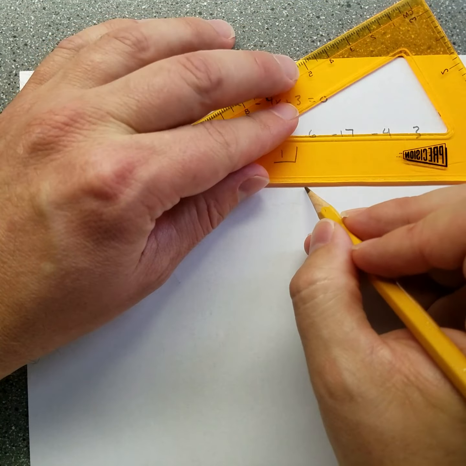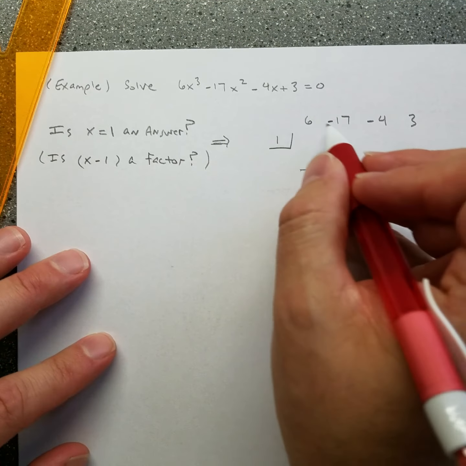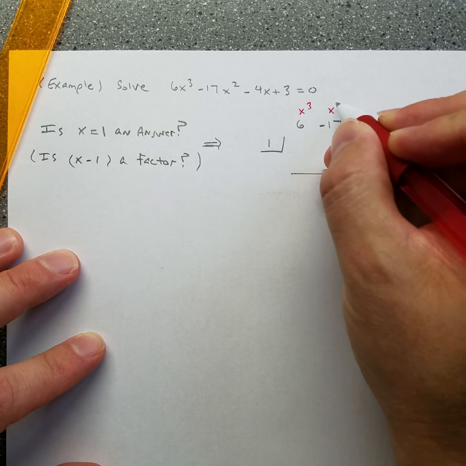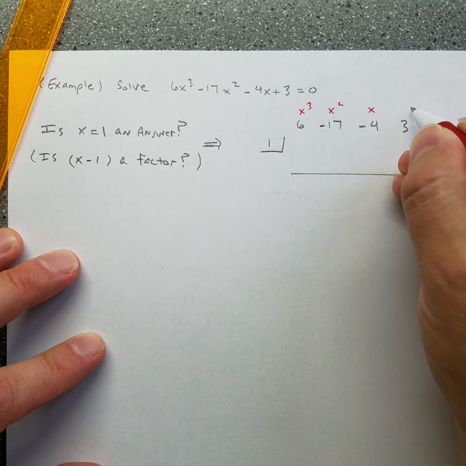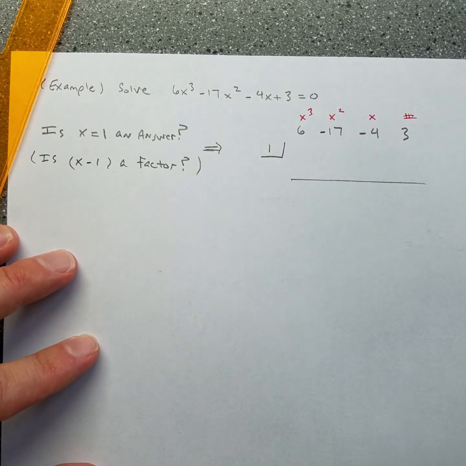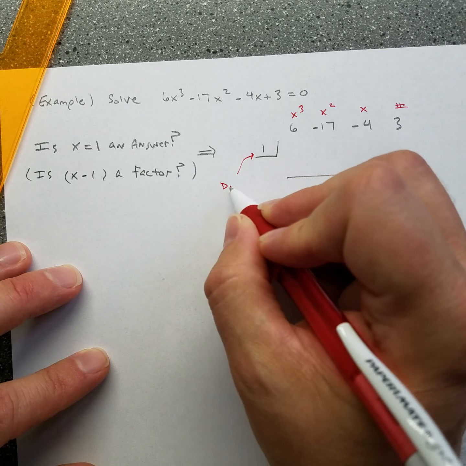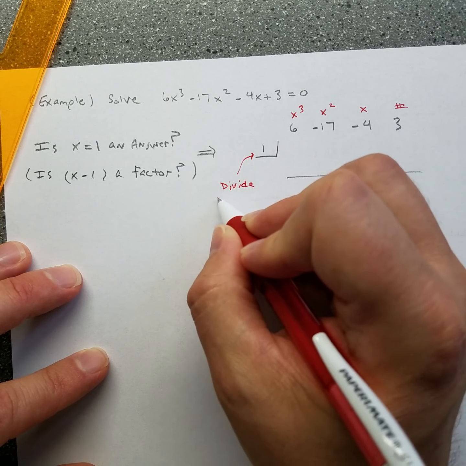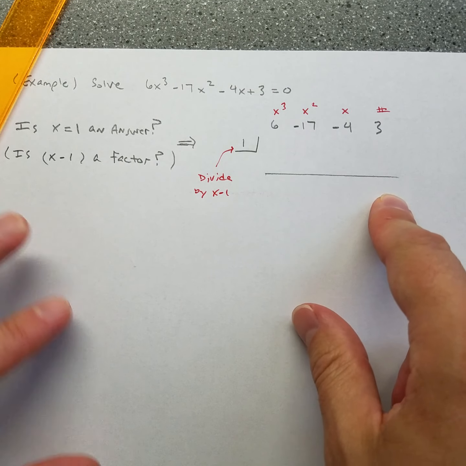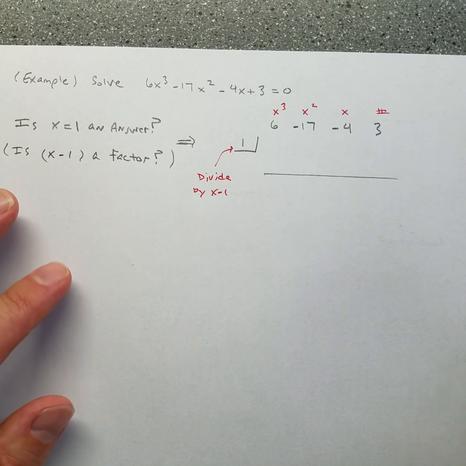Remember how we do this. Keep track of everything. We say, all right, the significance of those numbers, that this one's x to the third, this one's x², this one's x, that's just a number. That's how they are tied together to that. And what's this say? That 1? It says I'm dividing by x minus 1. Okay? And if there's no remainder, that means it divides perfectly, and that means it's a factor. Let's find out.